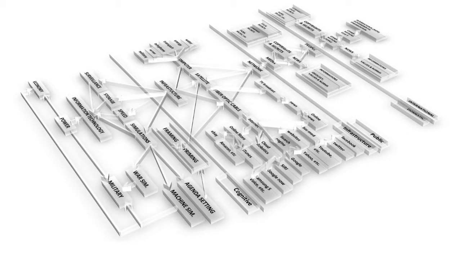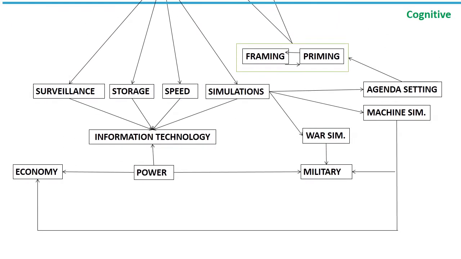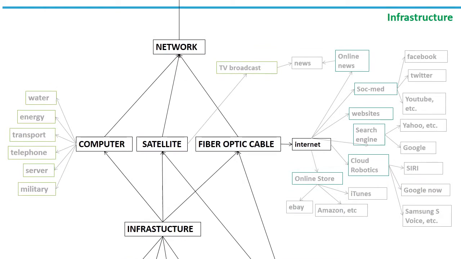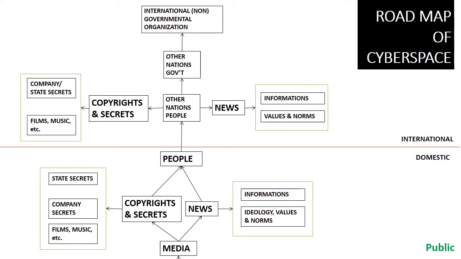So this paper offers an idea to map variables inside cyberspace based on 3 layers: cognitive, which is the basic understanding of cyberspace; infrastructures, the supporting cyberspace sectors; and the last, public layers, where cyberspace users play their role as information producers and even distributors.